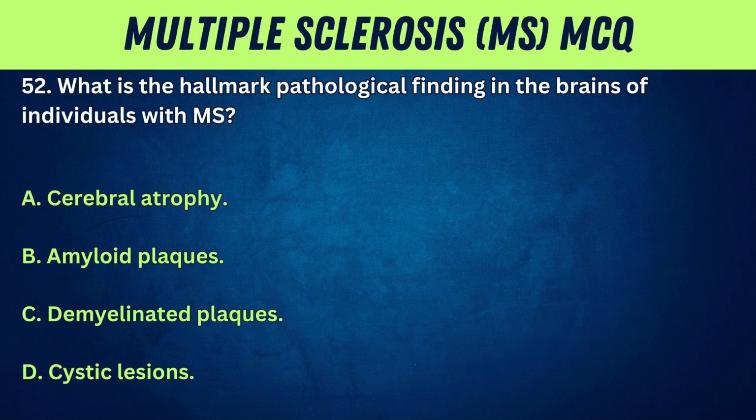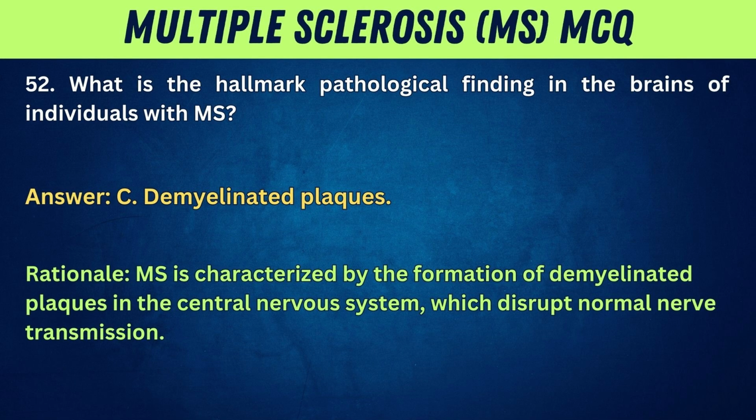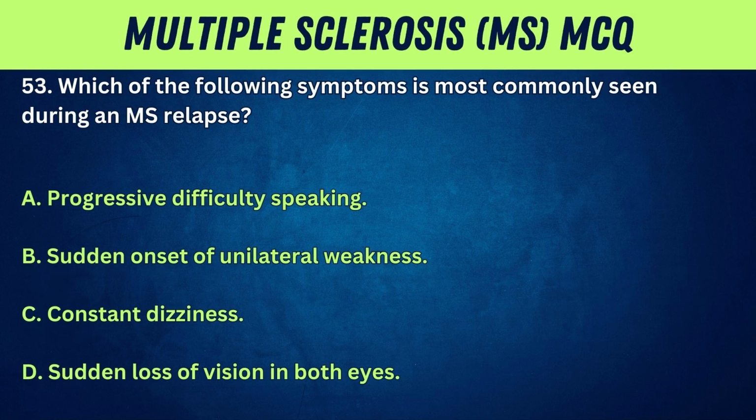forms. 52. What is the hallmark pathological finding in the brains of individuals with MS? A. Cerebral atrophy. B. Amyloid plaques. C. Demyelinated plaques. D. Cystic lesions. Answer: C. Demyelinated plaques. Rationale: MS is characterized by the formation of demyelinated plaques in the central nervous system, which disrupt normal nerve transmission. 53.